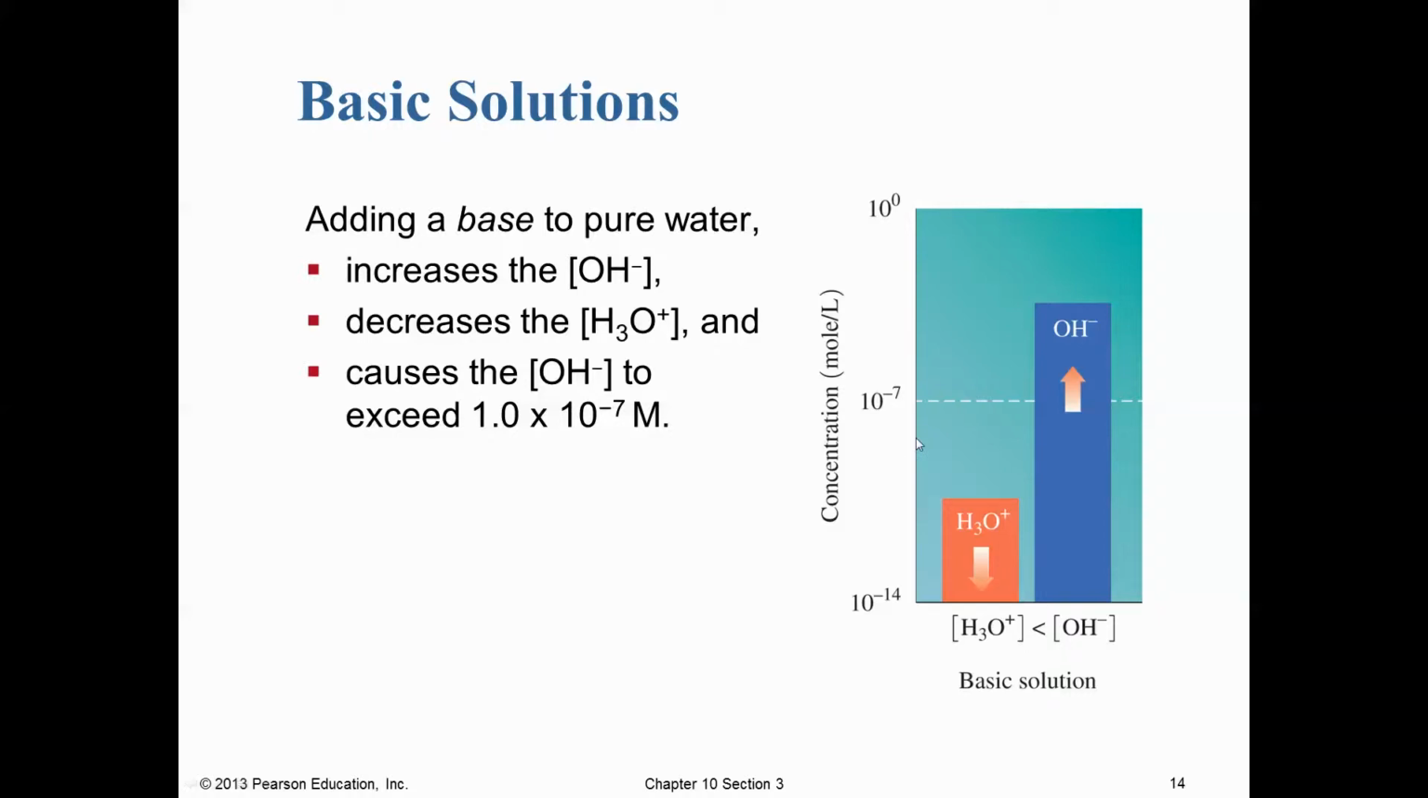A basic solution is the opposite. We're going to have a source of hydroxide ions, so this concentration of hydroxide is going to go up, and our concentration of hydronium is going to go down. But even in a highly basic solution, we don't run out of hydronium, we just have less of it. As this gets bigger, this gets smaller.